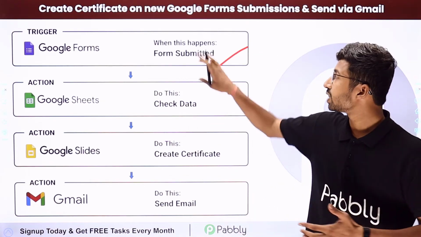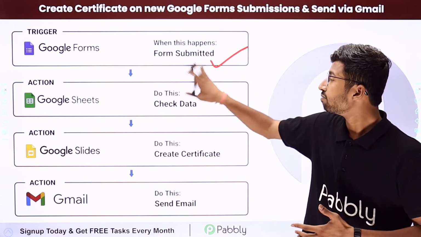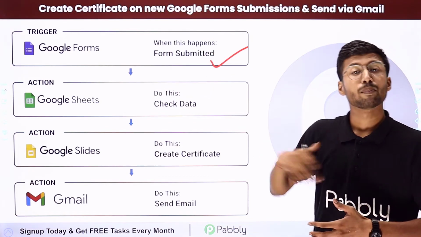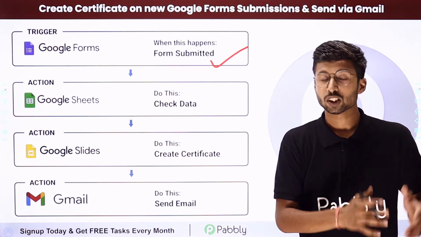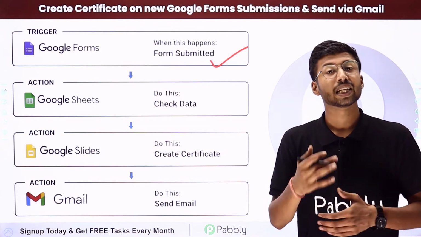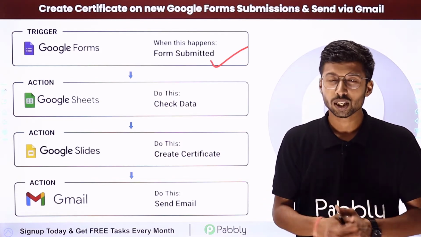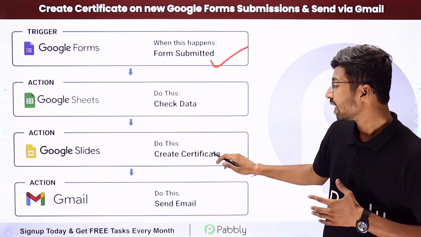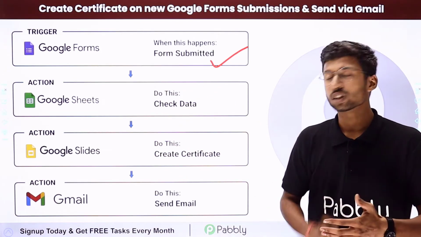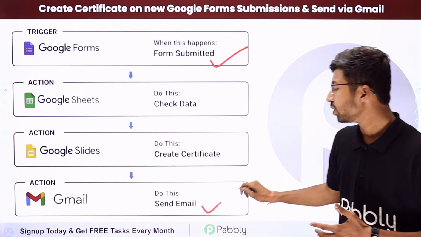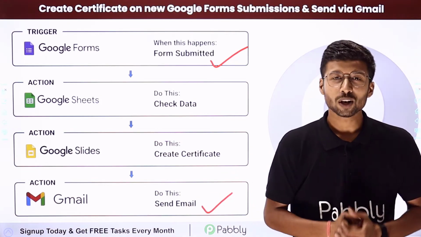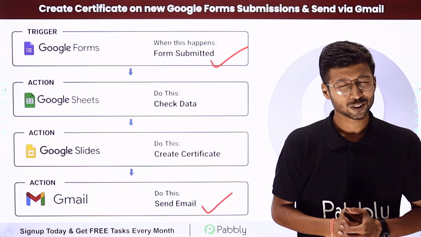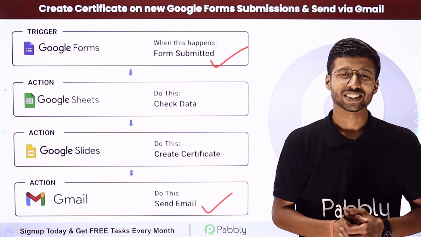Whenever we receive a new form submission in Google Form, we will check whether the user who has submitted the form is present in our database or not. If the user is present, then we will just send a simple thank you mail to them, and if not, then we will create a certificate from Google Slides, and after that we will send the same certificate to the user via email using Gmail. So how can you completely automate this process? To know this, you have to come with me to my screen.